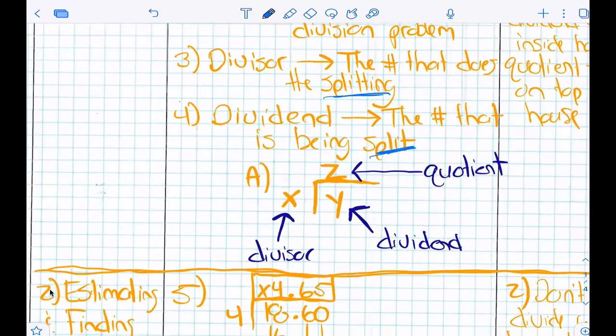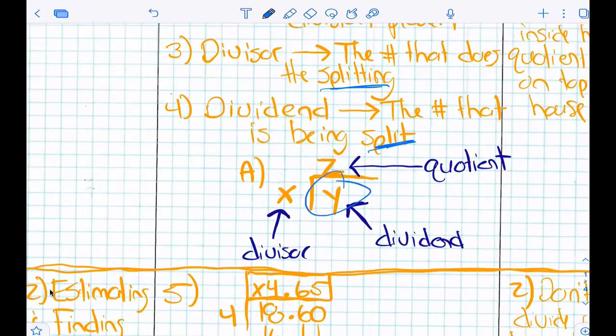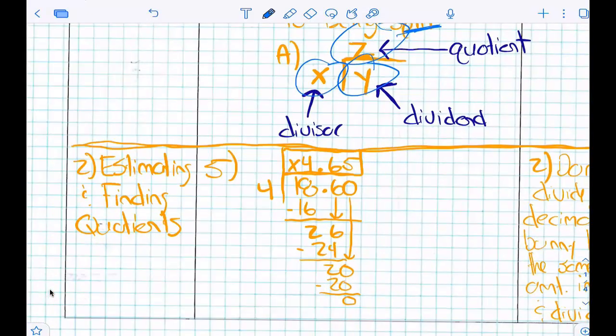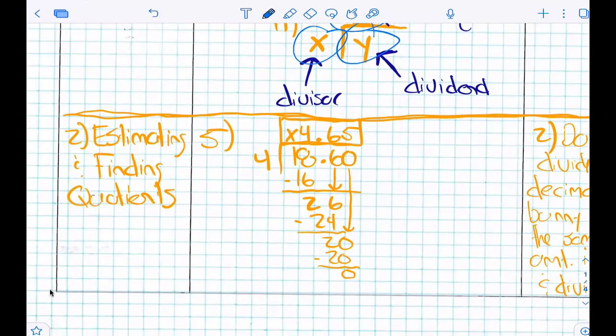And then down here you have the dividend is on the inside. The divisor is on the outside. And the quotient is on the top. Sweet. All right, so this problem right here, you guys have been doing this for quite a while.